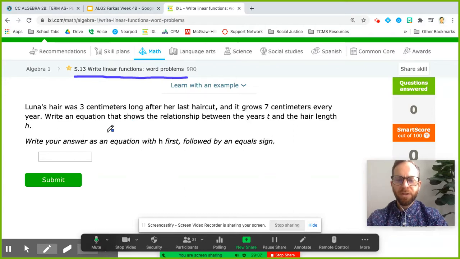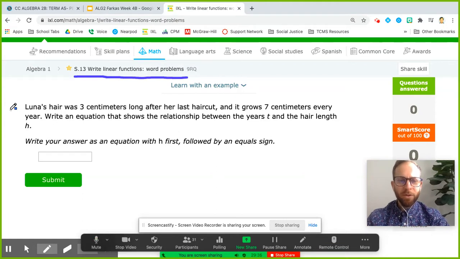For participation points, please unmute yourself and read this out loud, starting with Luna's hair. Go for it. Luna's hair was 3 centimeters long after her last haircut, and it grows 7 centimeters every year. Write an equation that shows the relationship between the years t and the hair length h.